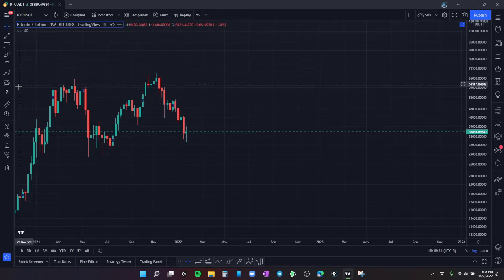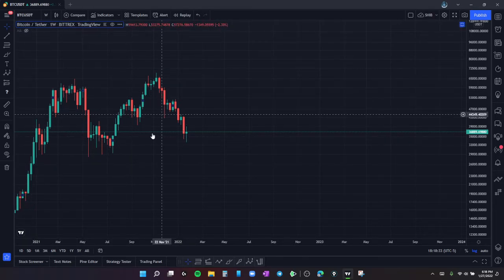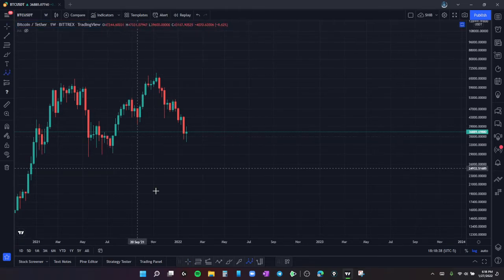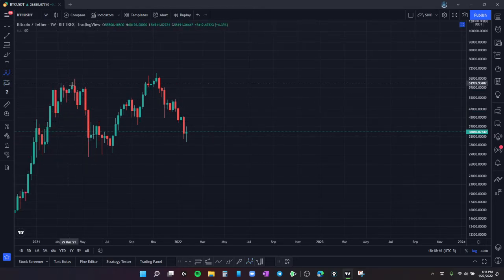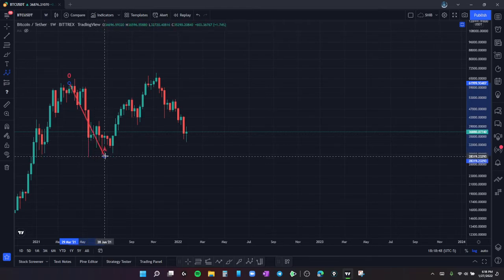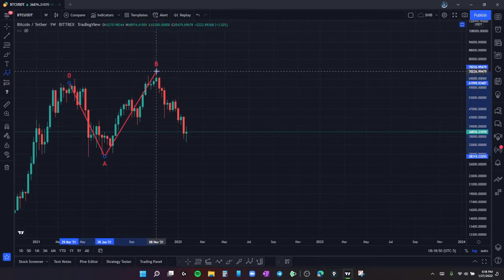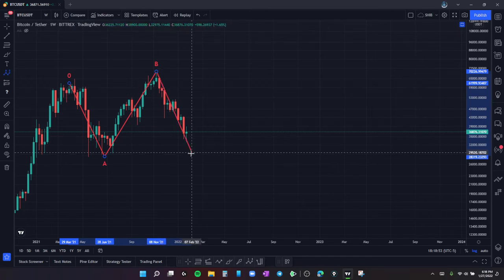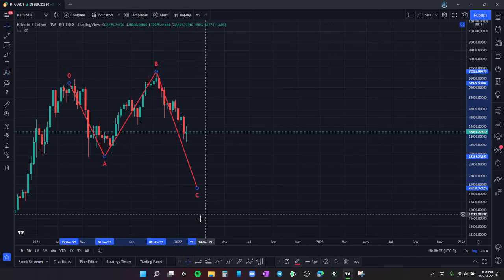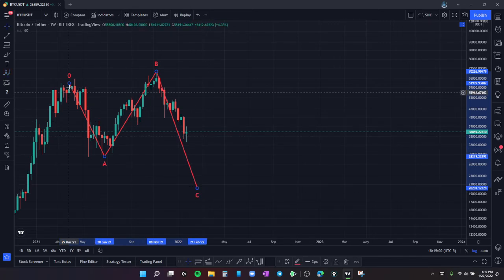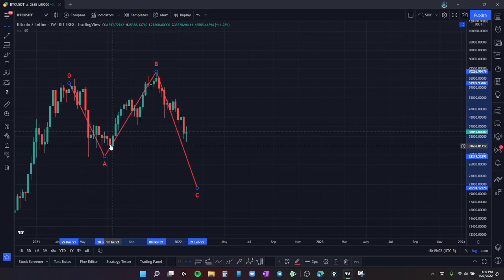And that would mean that our flat ABC correction would actually be the expanded or the irregular. So I'll just draw that out real quick. Like I said, there is the bottom, the A, and then the expanded or irregular would be dropping down like that. So it's a possibility. We knew it was a possibility that this flat correction could be a running or an irregular.